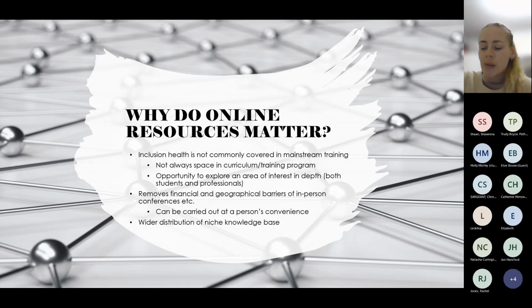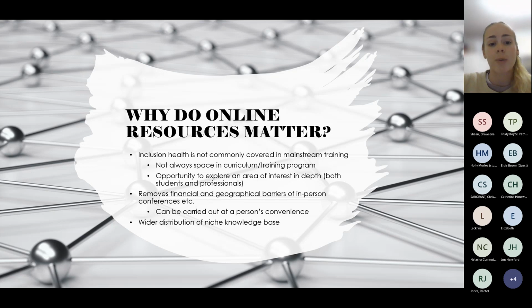So why do online resources matter, and why do they particularly matter within inclusion healthcare? So firstly, inclusion health isn't commonly covered in mainstream training tracks, either within medical schools in the curriculum or in training programs after you graduate and during work. There isn't usually space in curriculums for covering more niche topics that only apply to small numbers of the population or that aren't deemed as significant, and inclusion health often falls into that bracket.